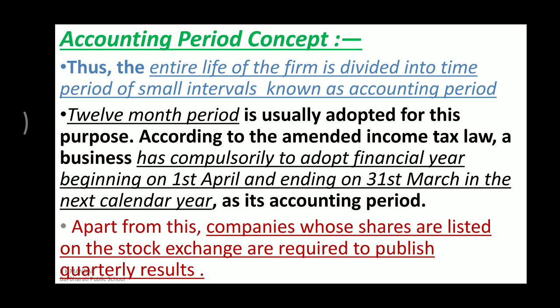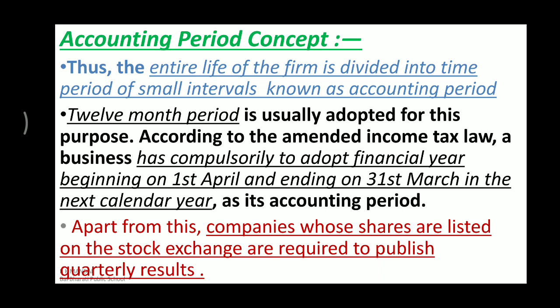According to the amended tax law, businesses are compulsorily required to adopt the financial year beginning on 1st April and ending on 31st March in the next calendar year as their accounting period, because only on the basis of the accounting period is the tax liability of persons calculated, which begins from 1st April and ends on 31st March in the next calendar year.